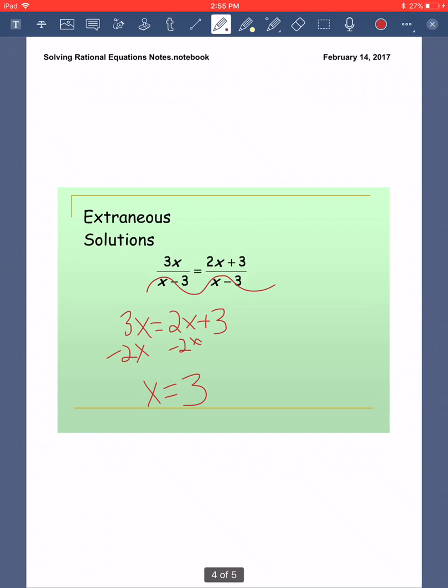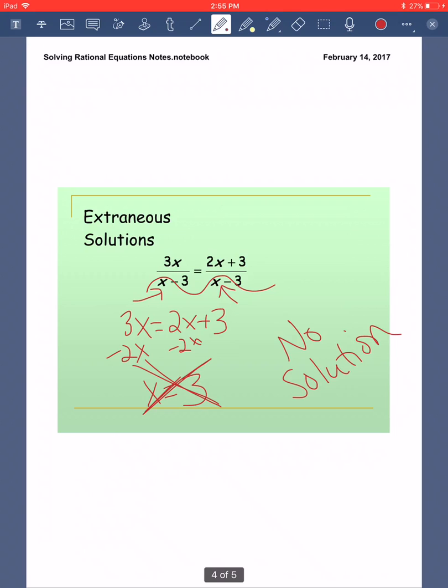Before I circle my answer and call it good, though, I need to plug it in to my denominator and see if I'm getting a denominator of 0. If I plug in 3 for either x, I'll have 3 minus 3, which is 0. I can never have 0 in the denominator, so x cannot equal 3, which means this problem has no solution.